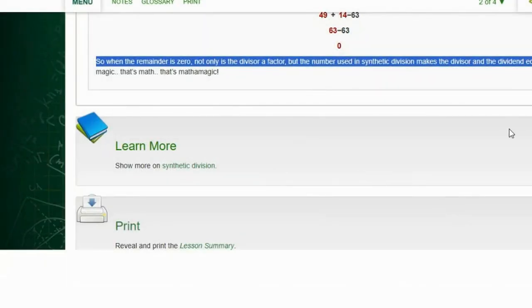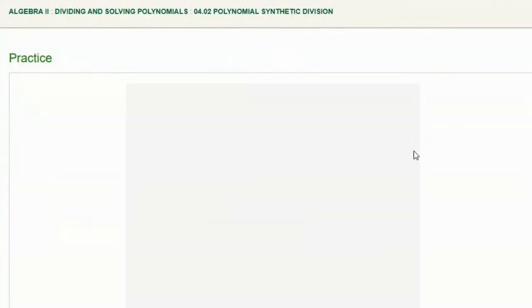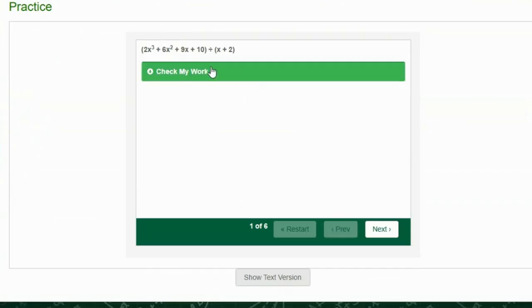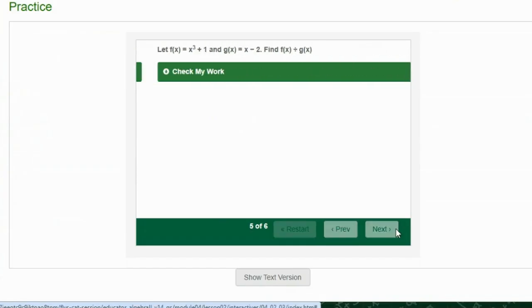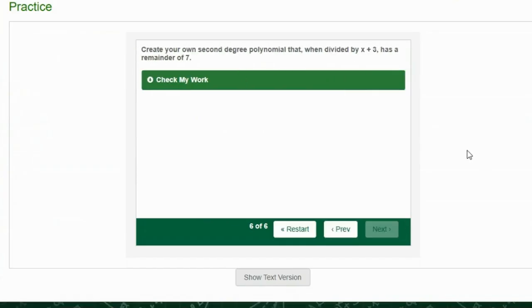It does have some practice problems you can work here. We're not going to go through any. We're about out of time. But set this up as synthetic division. Divide by -2. There you go. You're looking at 6 problems. And then there's create your own second degree that has a remainder of 7.